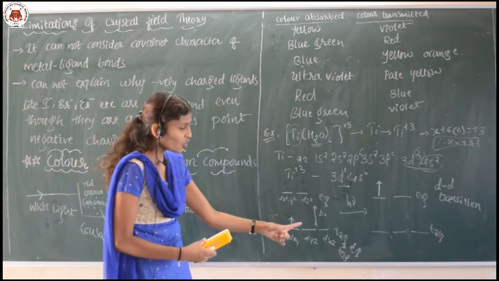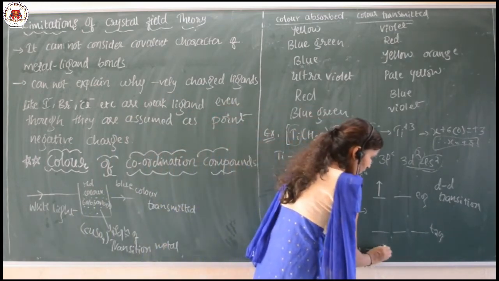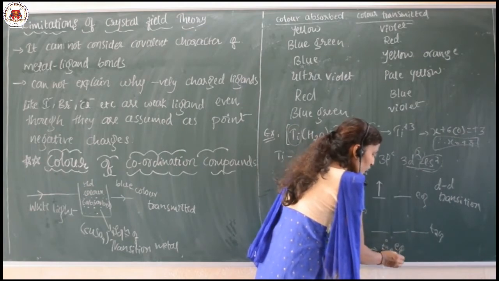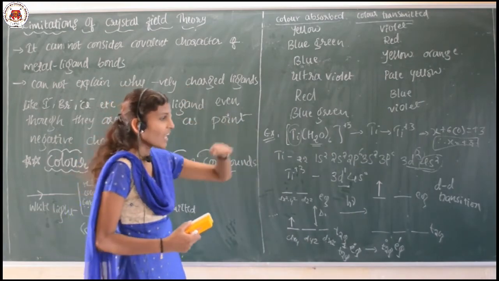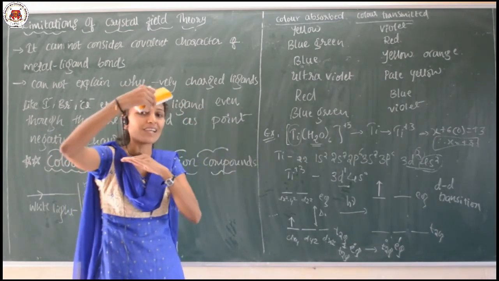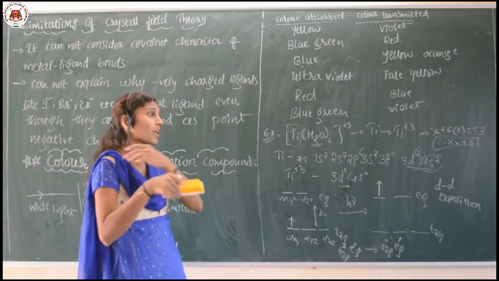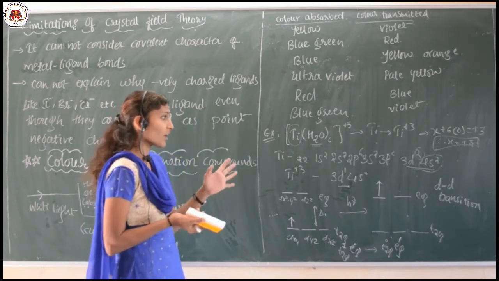There is a transition of the electron from this energy level to which energy level? Here t2g will be 0 because no electron is in the t2g orbital, and in case of eg, that 1 electron is jumped there. So this transition from t2g to eg level is known as dd transition. So the color of the complex is mainly due to this.